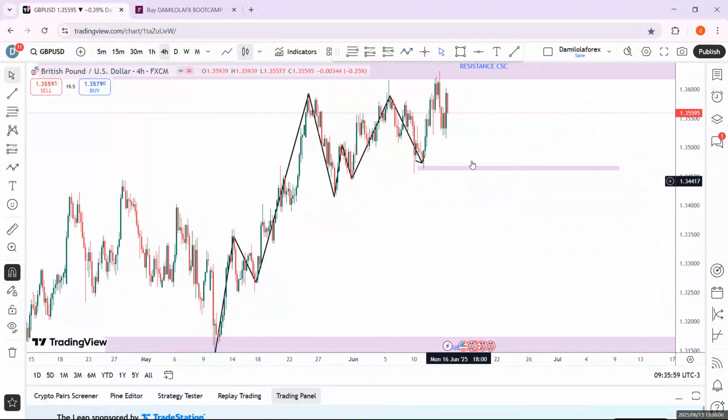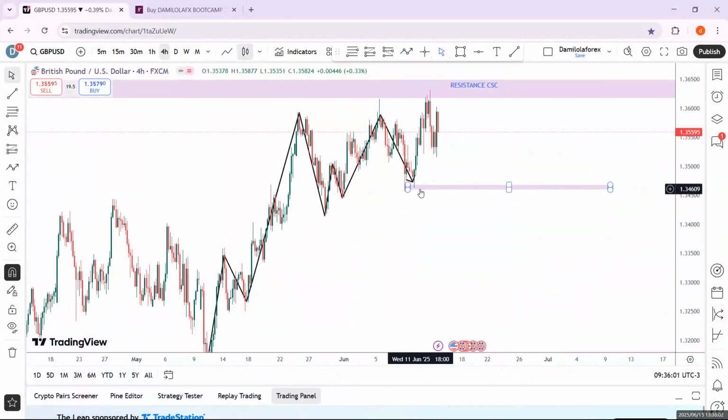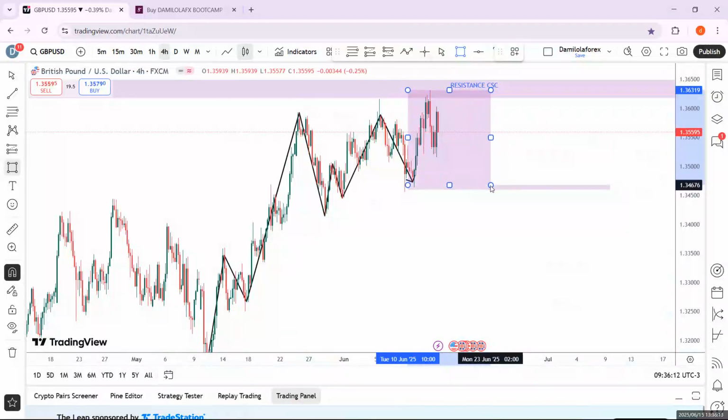Now, this higher low here is the last higher low, and this is the last resistance point. This is the most significant resistance, and this is the last higher low point, okay? And this window will now be what? My new range of focus, okay?